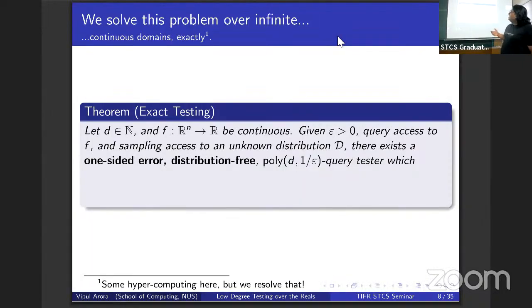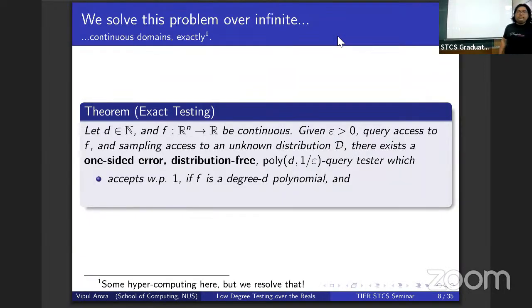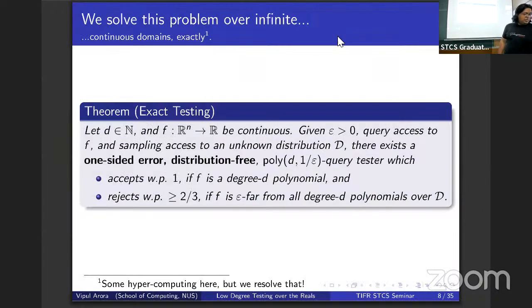Let's quickly see what our results are. So in the exact testing domain, you have the degree parameter d, you have f from R into R, you assume it's continuous, but this assumption of continuity can further be relaxed to just have it be bounded on a large enough ball. Then you have distance parameter epsilon greater than 0, query access to f, and sample access to the unknown distribution D with respect to which you want to test. And we show that there exists a one-sided error, distribution-free, poly(d, 1/epsilon) query tester that accepts f with probability 1 if f is a degree d polynomial, and rejects f with high enough probability if f is epsilon-far from all degree d polynomials over the distribution.